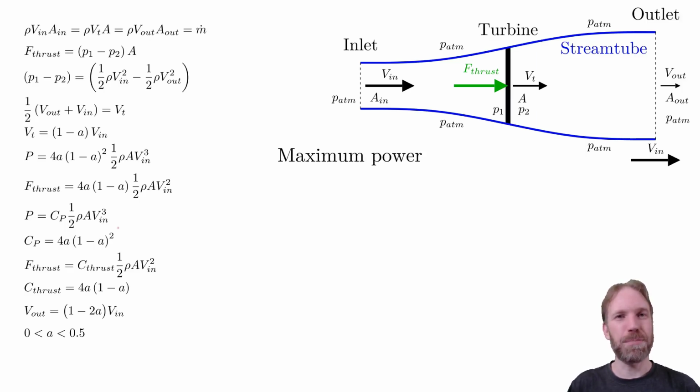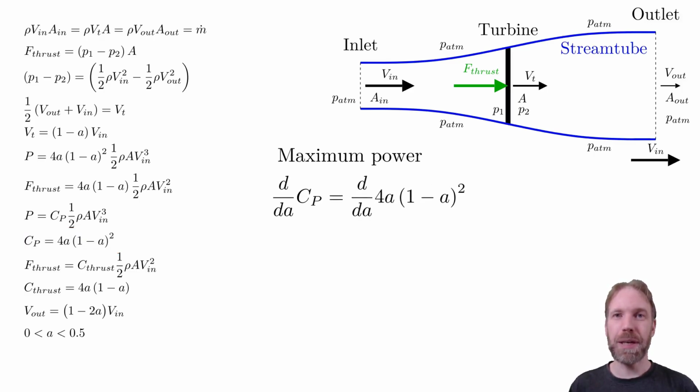Now it's time to calculate the maximum power. Start by the expression for the power coefficient. Take the derivative with respect to A and find the zeros. We use the product rule for differentiation. Four cancel. Expand parentheses with the 2. Expand the square. Collect the terms.